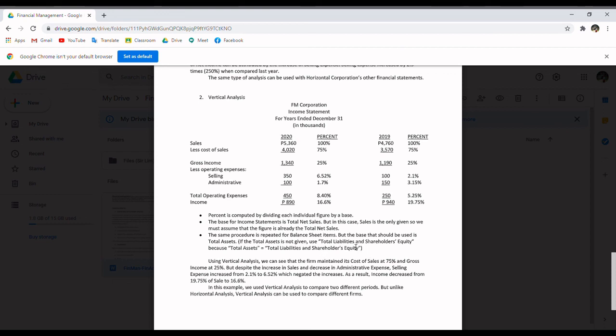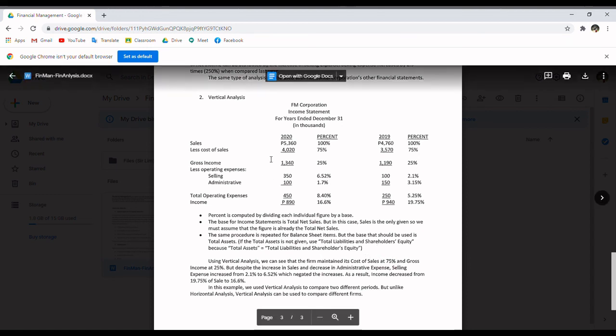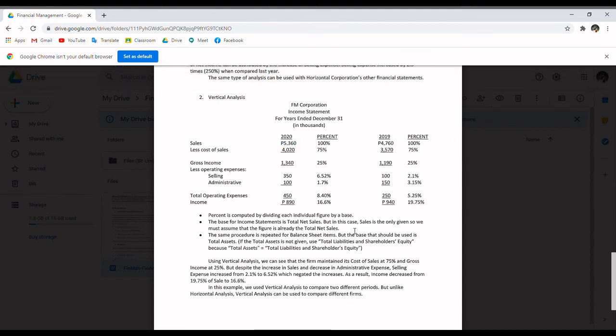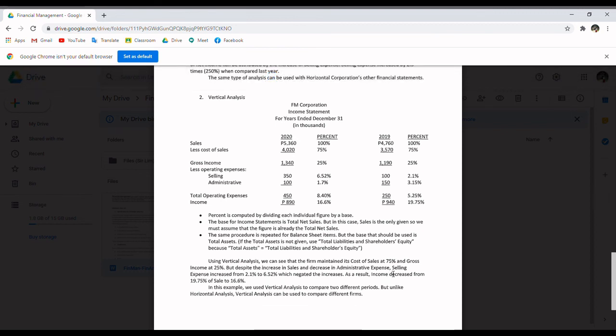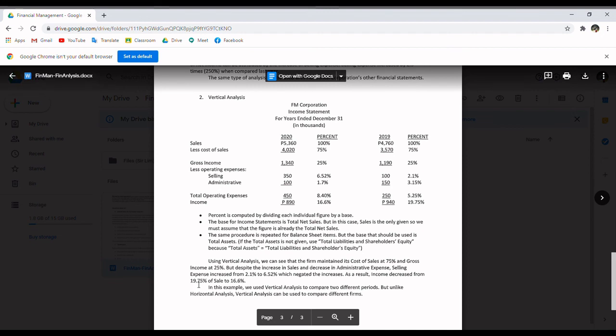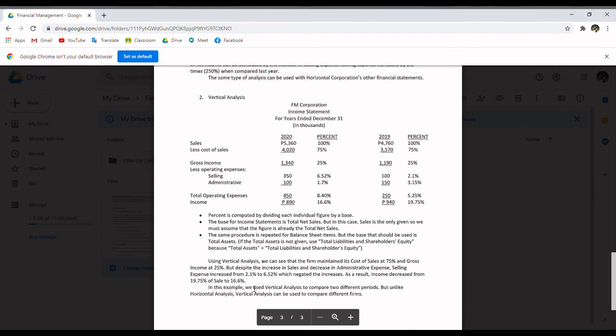So what do we get from the vertical analysis? Well, using vertical analysis, we can see that the firm maintained its cost of sales at 75%. So meaning from the sales, the cost of sales is always 75% of the sales. Next, we have the gross income. The gross income is always 25%. But despite the increase in sales and decrease in administrative expense, selling expense increased from 2.1% to 6.52%, which negated the increases. As a result, income decreased from 19.75% to 16.6% of the sales.